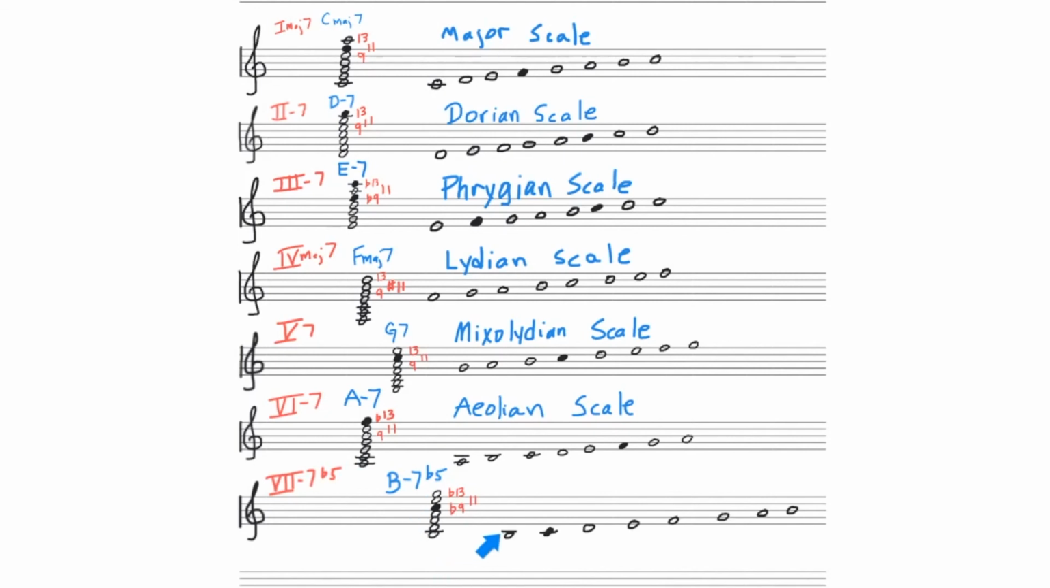Here are the notes for this chord scale. This is the Locrian scale. The Locrian scale is the proper chord scale for a 7 minor 7 flat 5 chord in a major key.